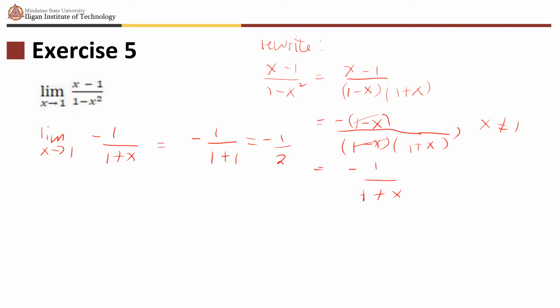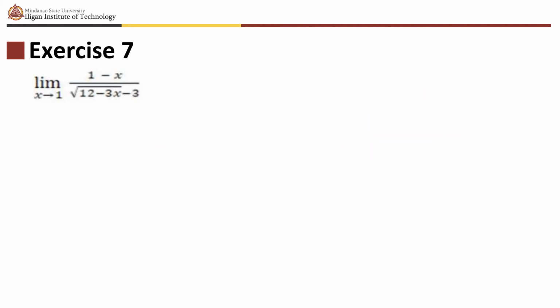So we now solve for the next problem. Let's go to number 7. So for number 7, we can simplify again this function by multiplying by the value 1. And 1 can be in many different forms. This time we take it as follows. We can rewrite this.